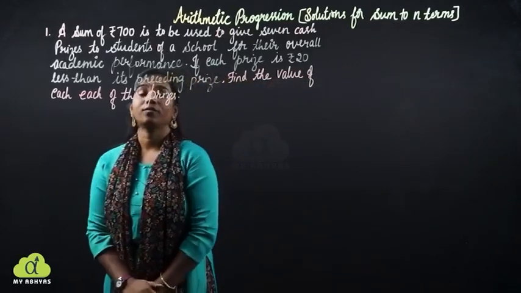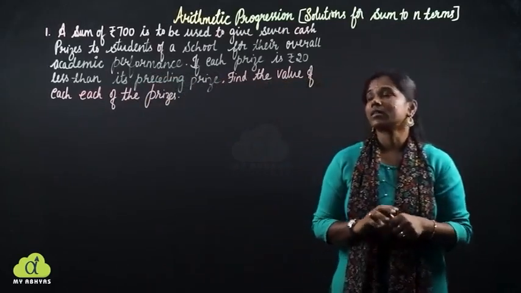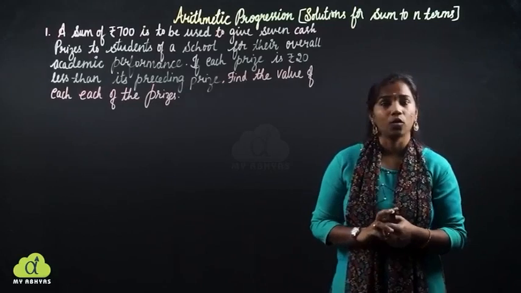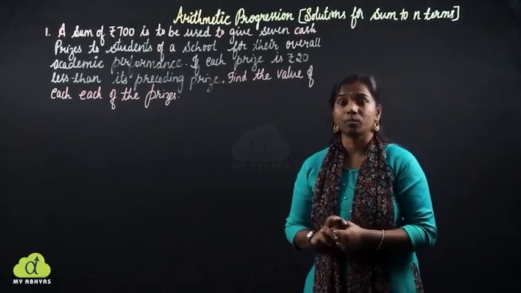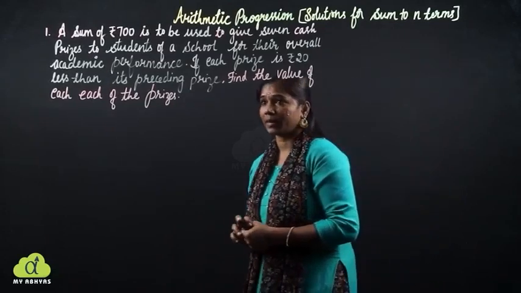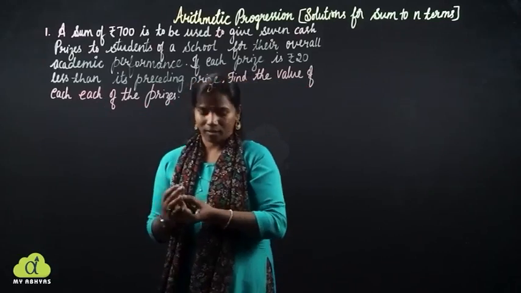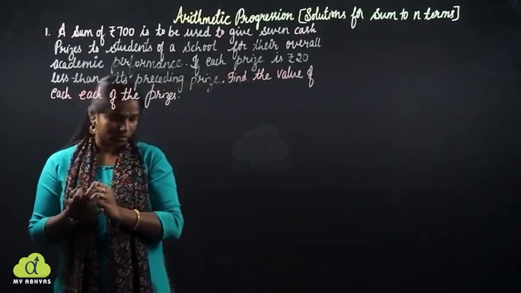A sum of rupees 700 is to be used to give 7 cash prizes to students of a school for their overall academic performance. If each prize is rupees 20 less than its preceding prize, find the value of each of the prizes.